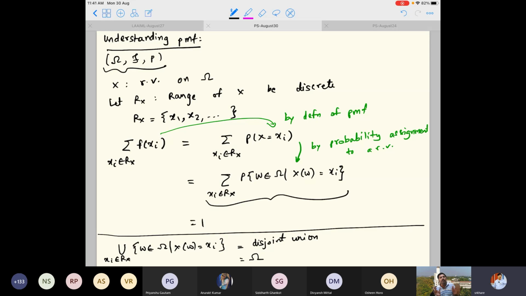First of all, do you all agree that the union has to be equal to omega? I think that is trivial. There is no problem about it. The problem is about it being disjoint. So why is it disjoint? We can consider the inverse relationship. Sorry, it is by definition of random variable, right?